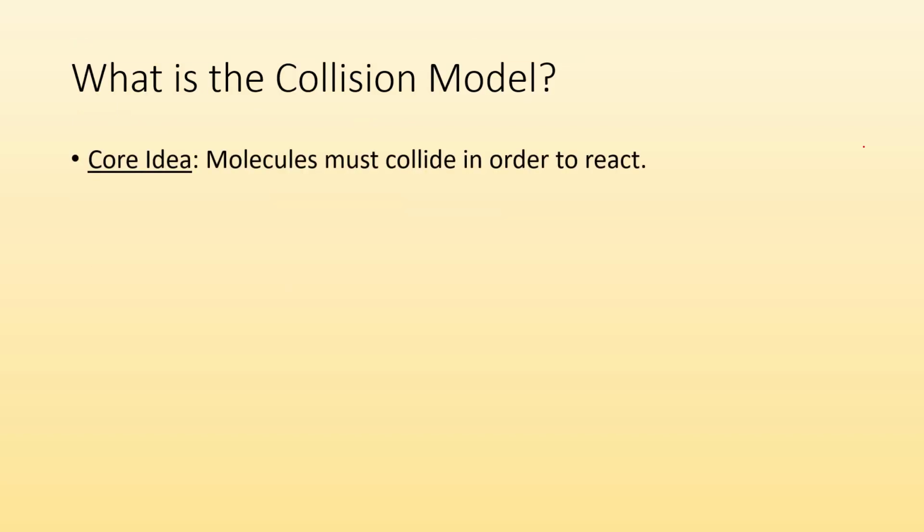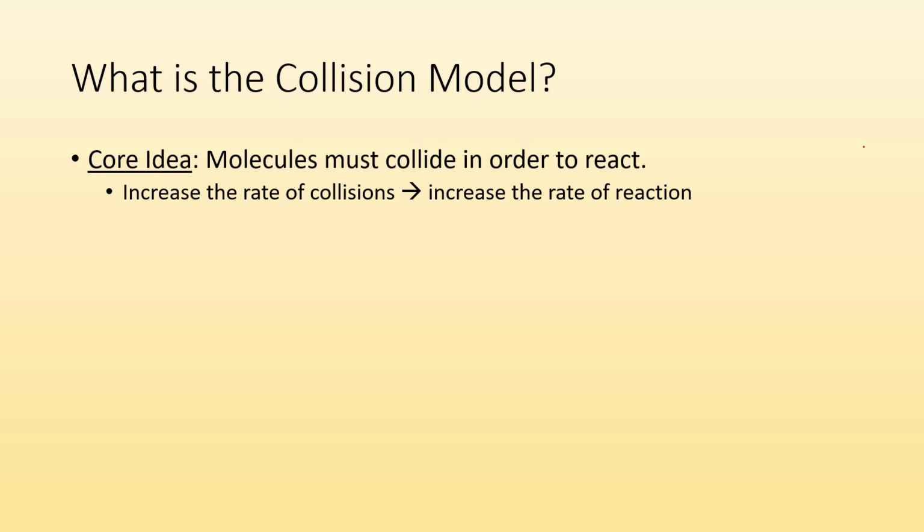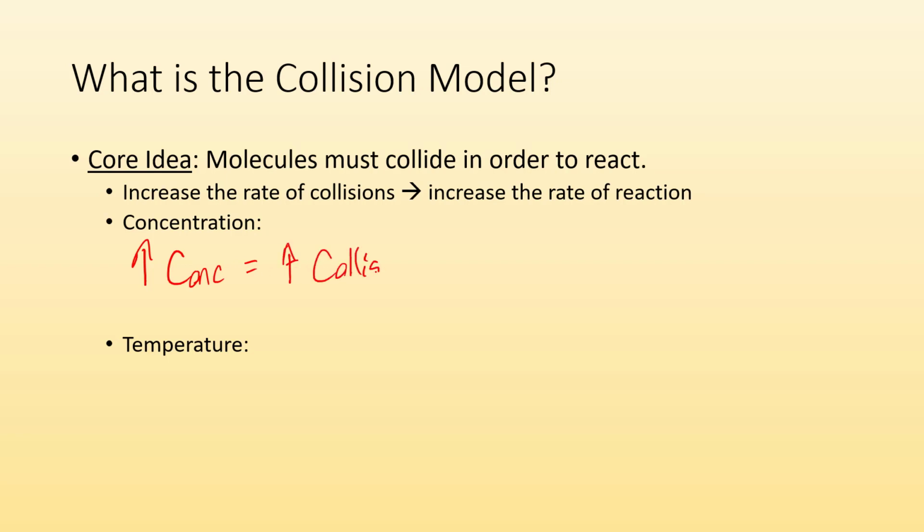So the core idea is molecules must collide in order to react. If you don't have collisions, you don't have a reaction. So if we can increase the rate of collisions, we can increase the rate of reaction. So concentration and temperature, what does that mean? Well, if we increase concentration, then we're going to increase collisions, which means we're going to increase the reaction rate.